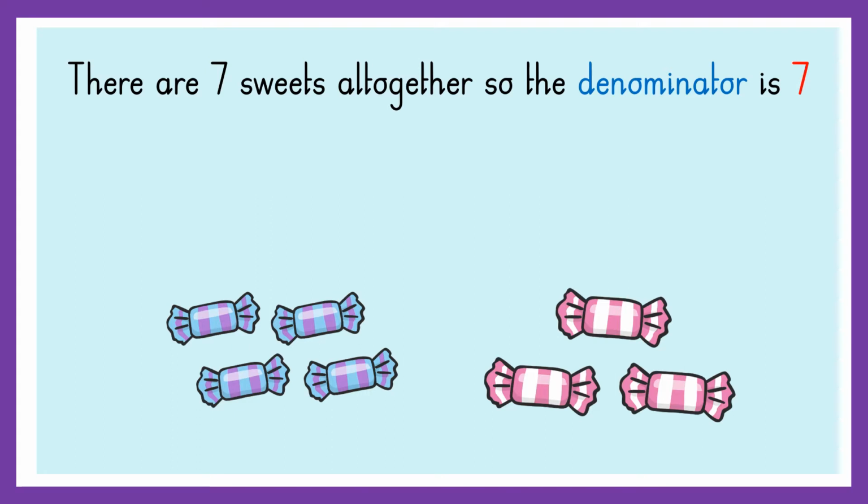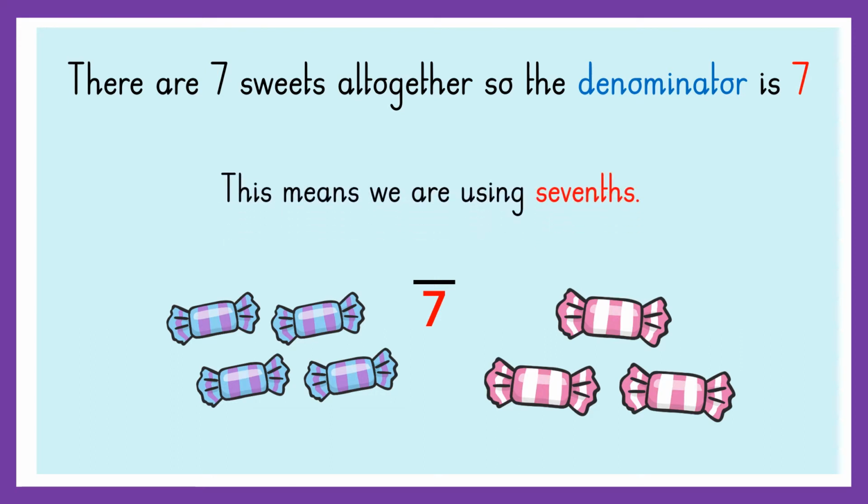There are 7 sweets altogether, so the denominator is 7. Remember, the denominator is the number that goes on the bottom. This means that we are using sevenths.